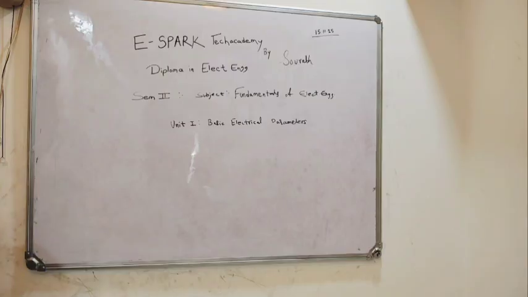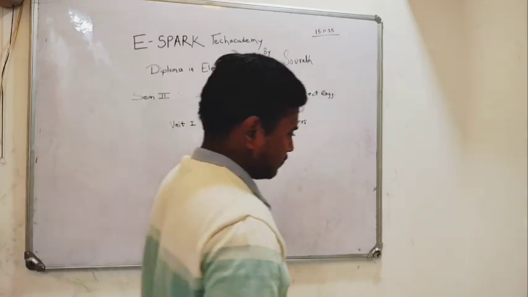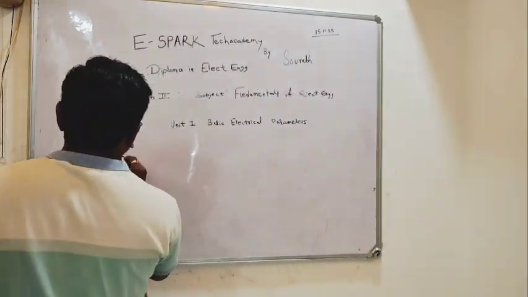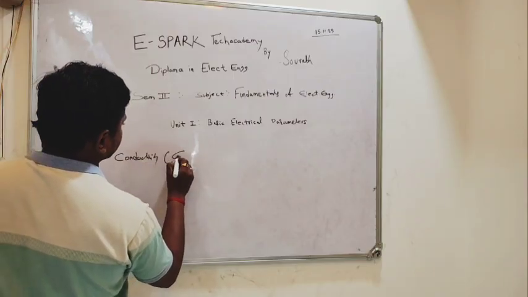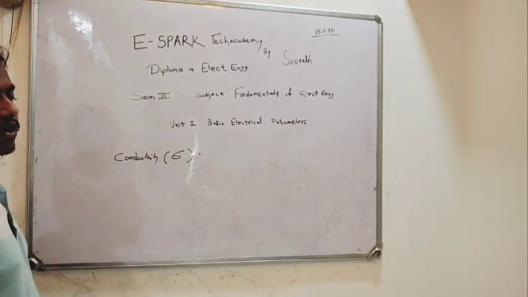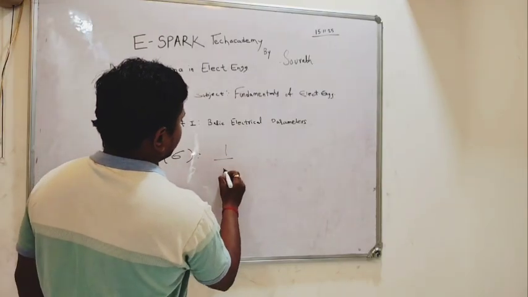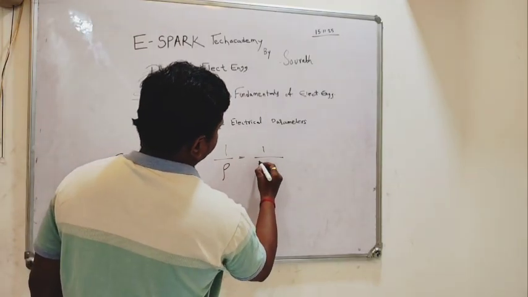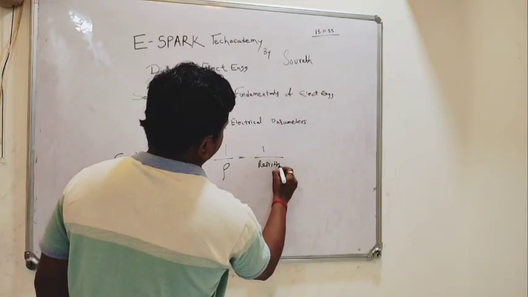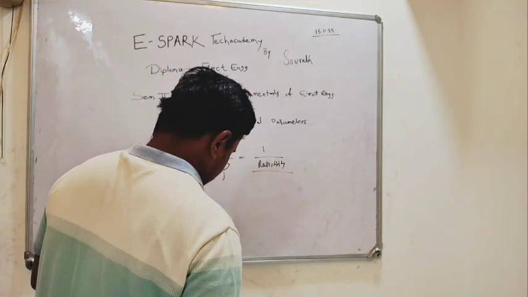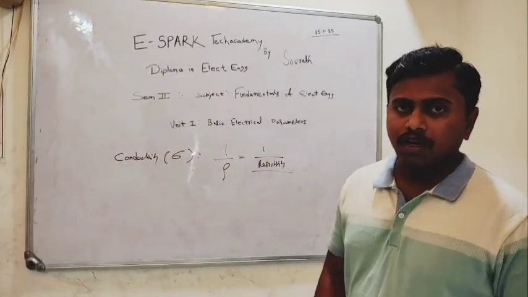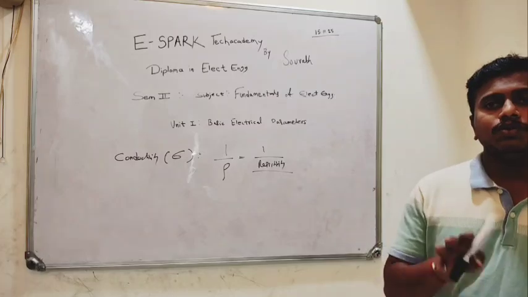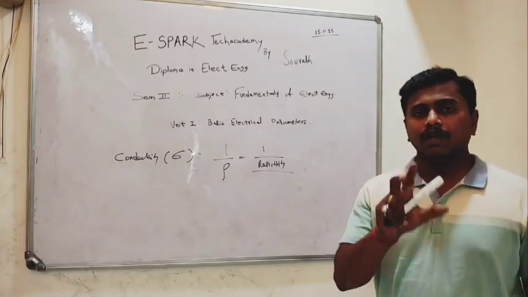Now we will be going through conductivity. Conductivity is just the opposite of resistivity. It is denoted by sigma. It is 1 upon rho, meaning 1 upon resistivity. It is just the allowance of current. It is not the opposition. It will aid the current to flow through the element. Aid means help.